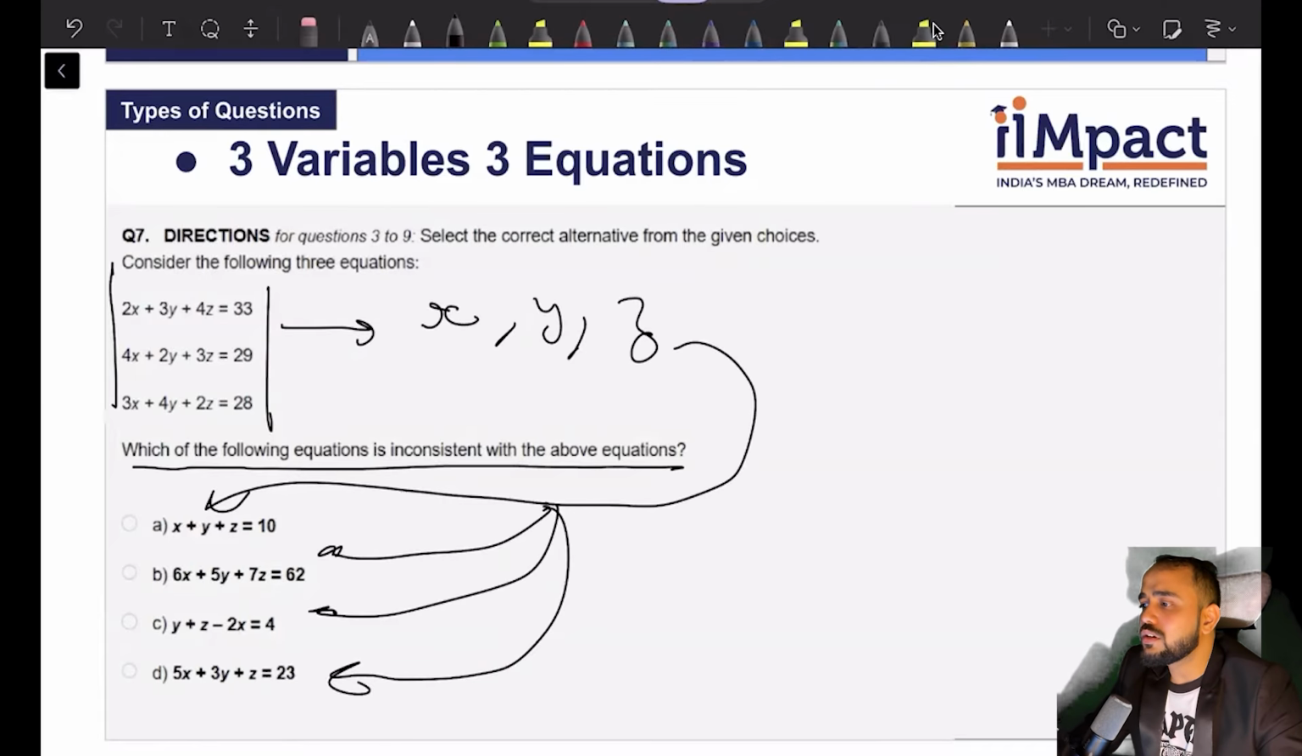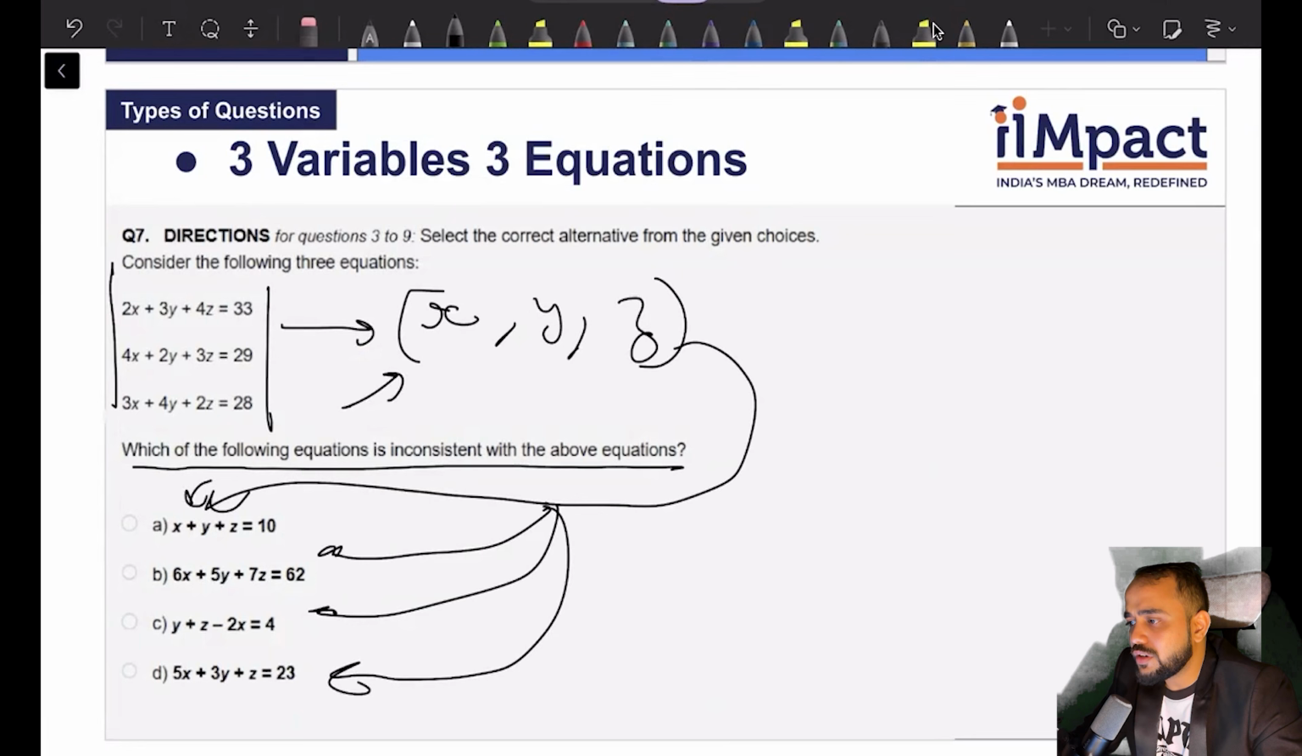Now, does this look even worth it to you? First, I solve these three equations to find x, y, and z. Then I put it in each of the equations. So that is solving three equations, then calculating potentially four different values. It is not worth it.